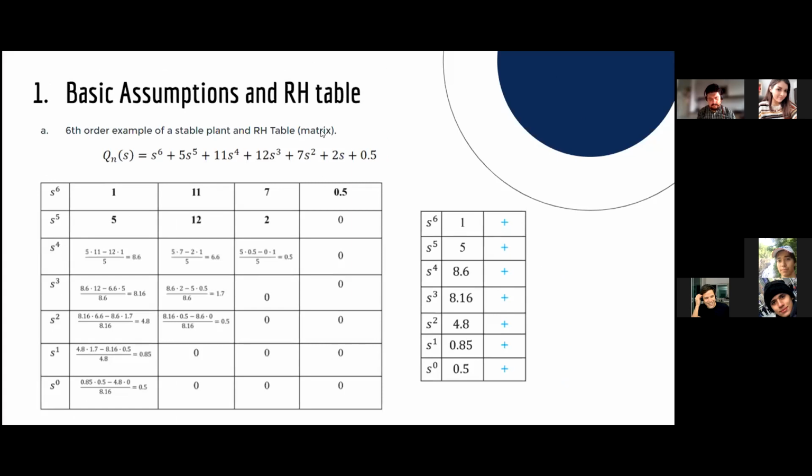And as you can see here, in this case, we take these values here, which are these ones. And if you see, all of them are positive, so this system is stable.